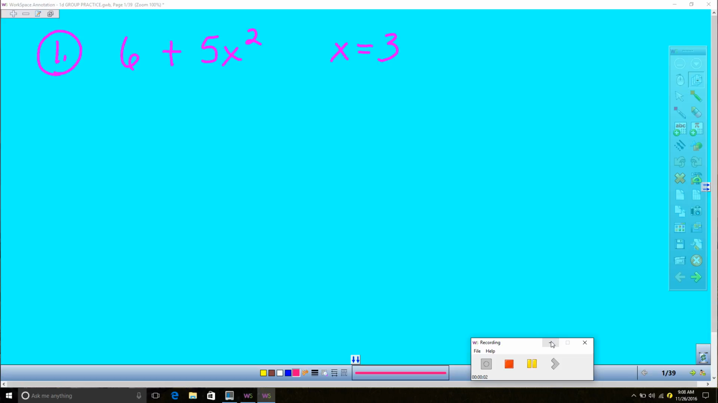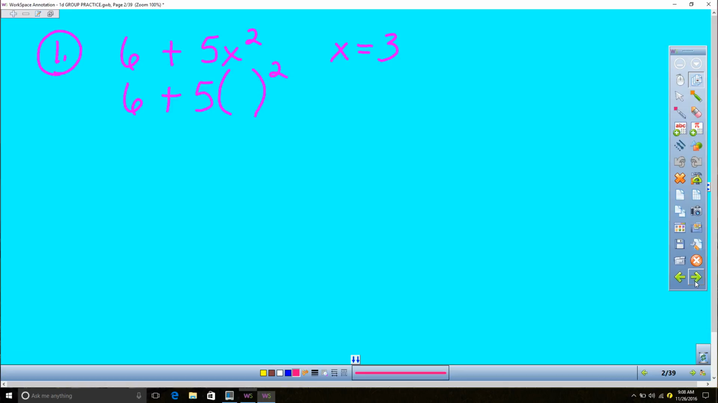Here are more examples of using the order of operations. Remember, the instructions here are to simplify or to evaluate and simplify. Evaluate means put the value for x into the expression, and then simplify means write it in a simpler way. So let's begin. So I'm going to put the value in for x.